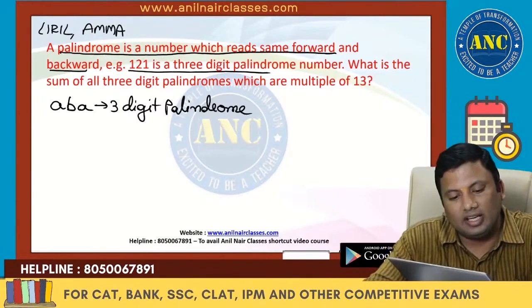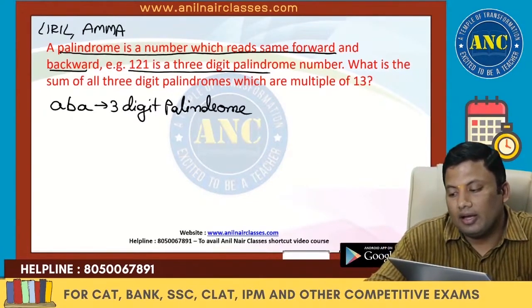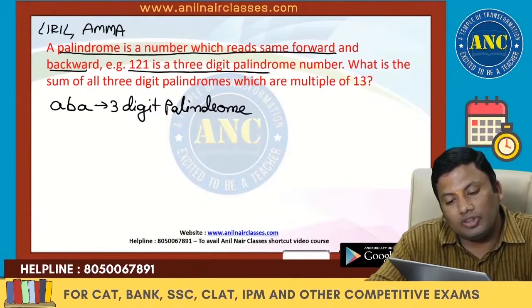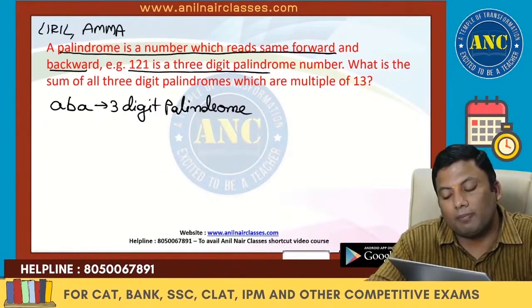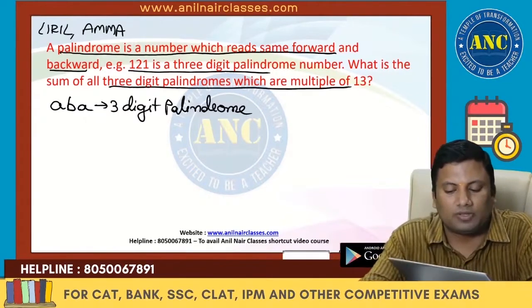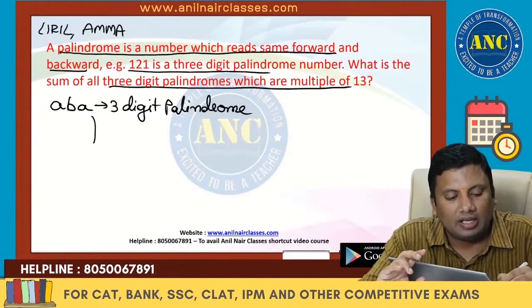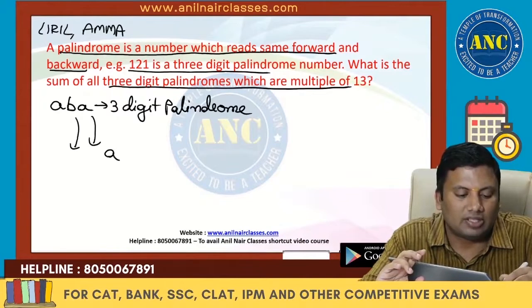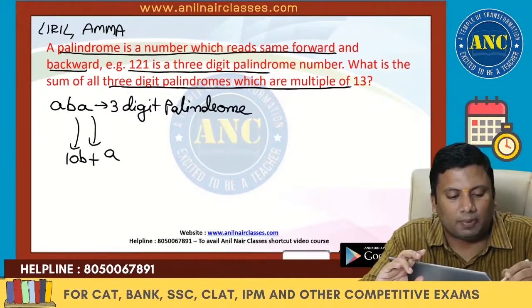Now, what is he asking? What is the sum of all 3-digit palindromes which are multiples of 13? I want all the 3-digit palindromes which are multiples of 13. A is there in the units place. B is there in the tens place. A is there in the hundreds place.